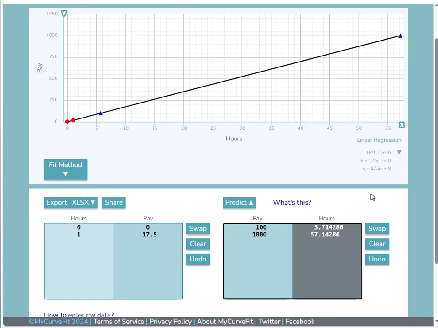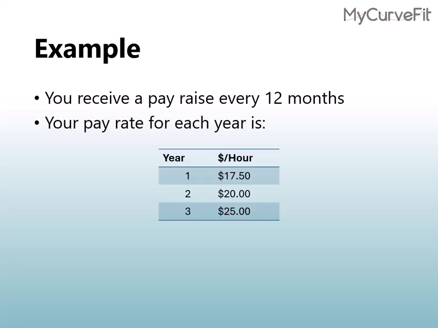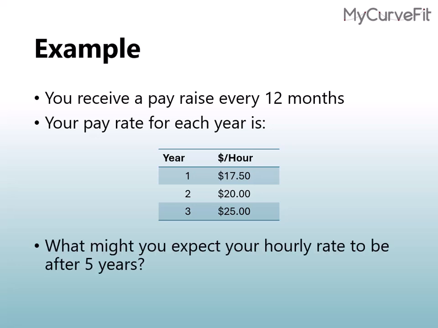Now let's use a similar model to predict the pay rate given annual raises. So you receive a pay raise every 12 months. The pay rate for the first year is $17.50 an hour, the second year is $20, and the third year is $25. What might you expect the hourly rate to be after 5 years?